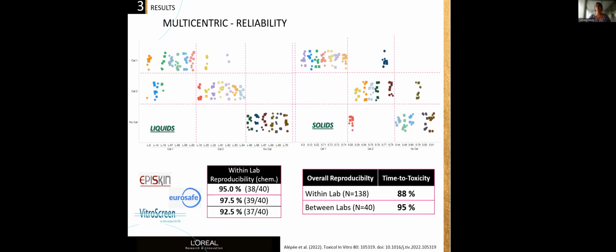For the liquids, you could notice that for a few chemicals, like this orange or this violet here, we get some discordance between the labs. Overall, by considering liquids and solids, you could see the performance of the 3 independent labs, where at least 37 out of the 40 chemicals that were tested show within-laboratory reproducibility. Considering the between-lab reproducibility, it reached 95%.